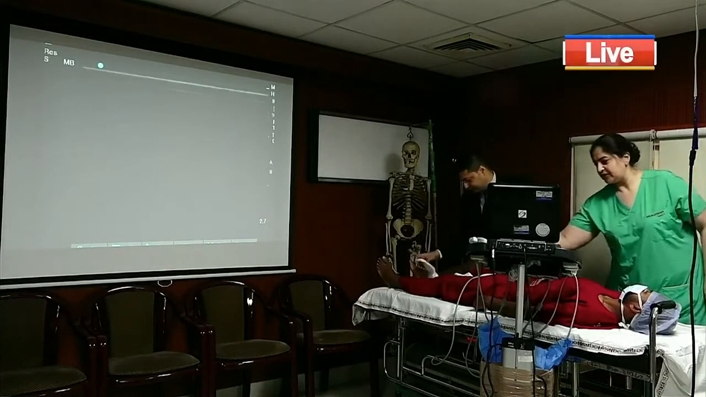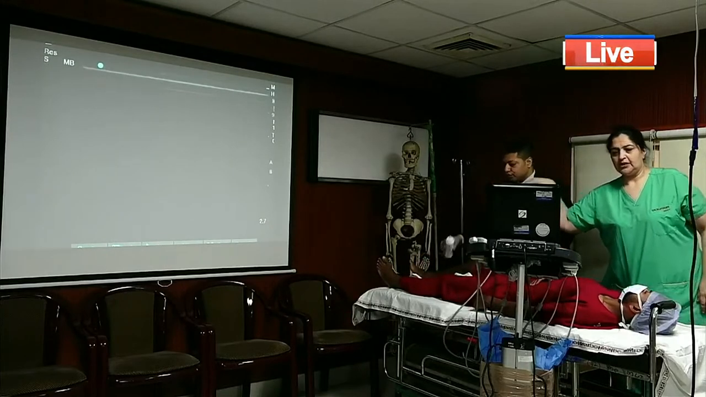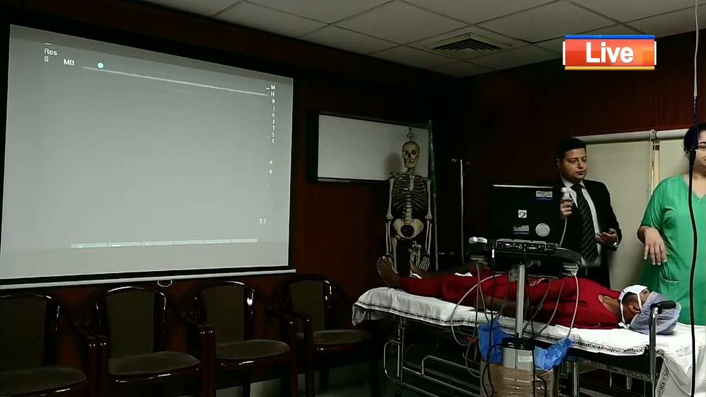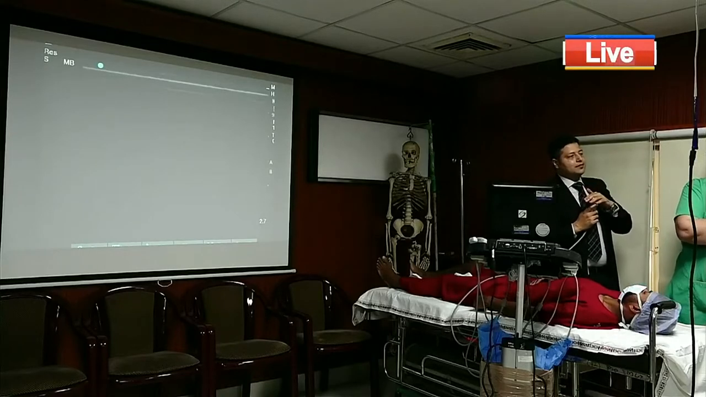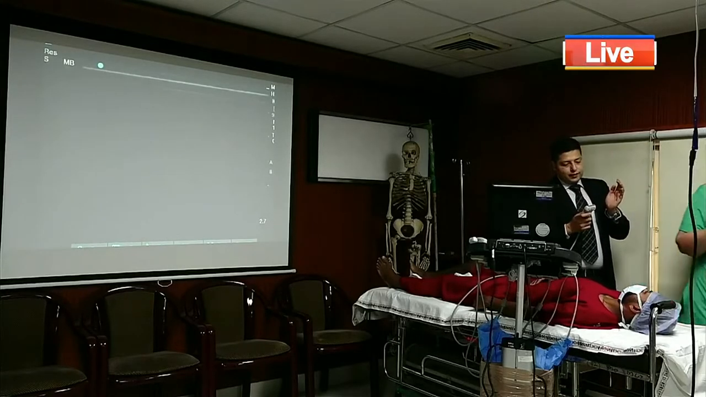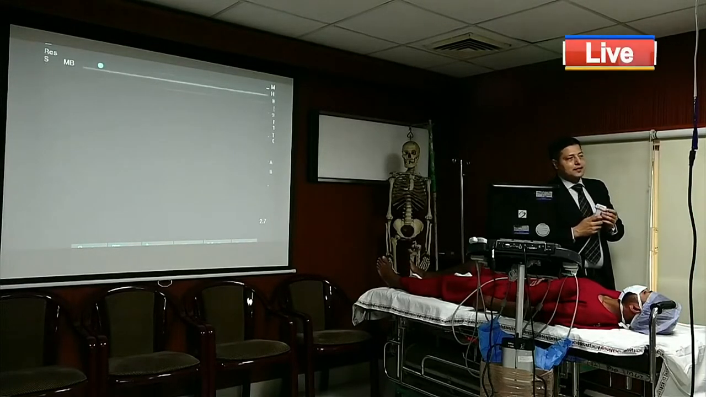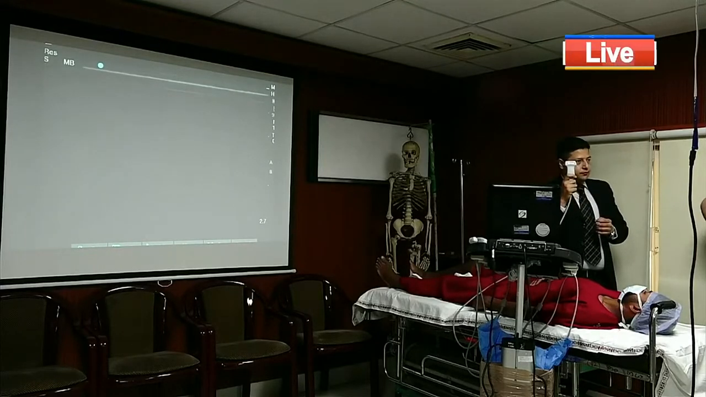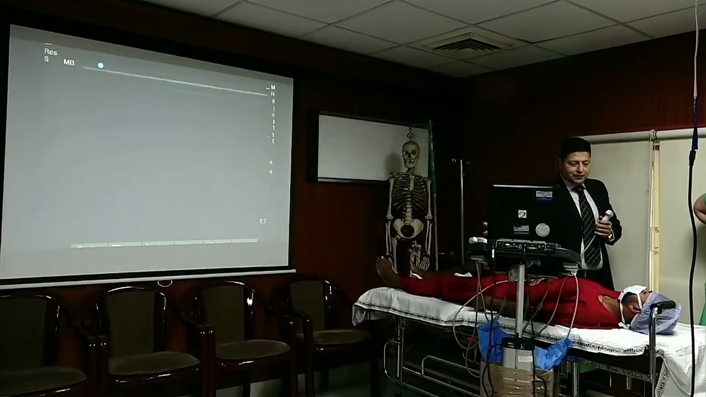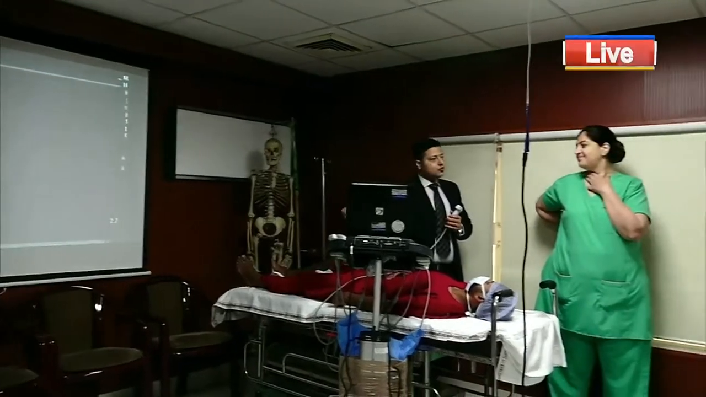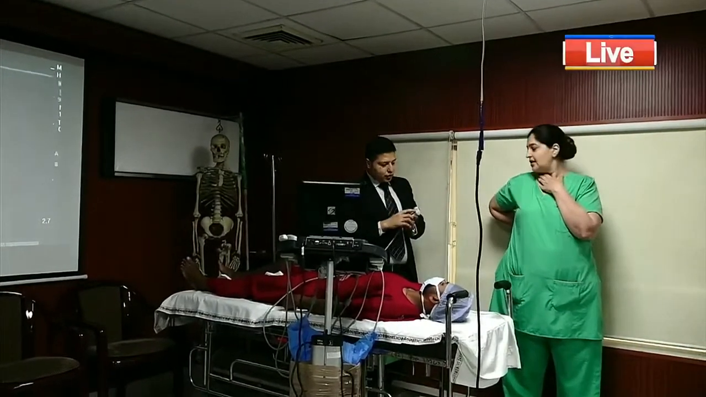So for this we use a linear probe. For the first one we were using a curvilinear probe. Curvilinear gives us more depth and the frequency is lesser, and this one gives us less depth. Important thing, the higher the frequency, the better the structures. Everybody, you will get much more clarity in this one. This machine was quite good, so we could see easily with the curvilinear probe also, but that was 2 to 5 megahertz. This one is showing 6 to 13.